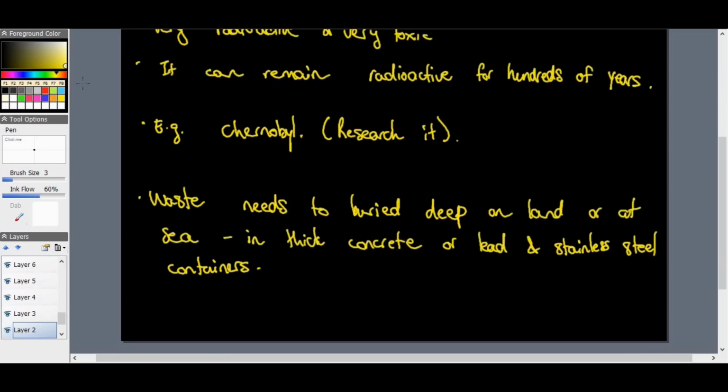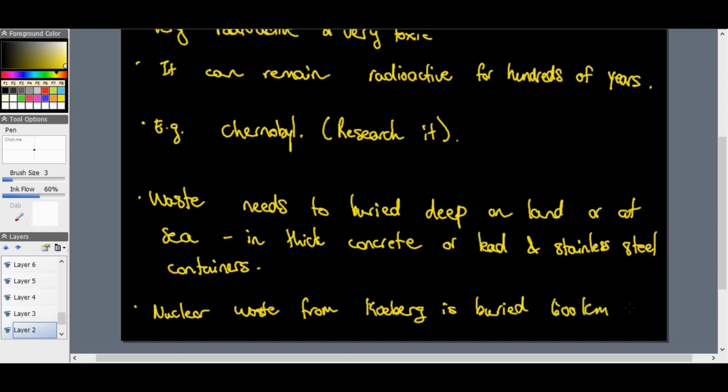A little fact here: nuclear waste from our Koeberg power station here in sunny South Africa is buried 600 kilometers away at a place called, I think I pronounced this correctly, Pelindaba, in the Kalahari Desert.